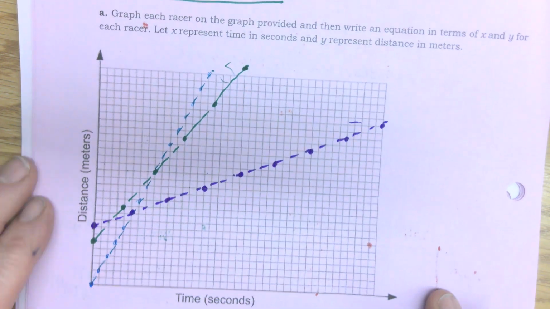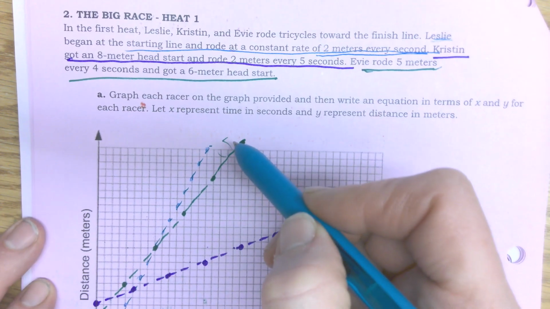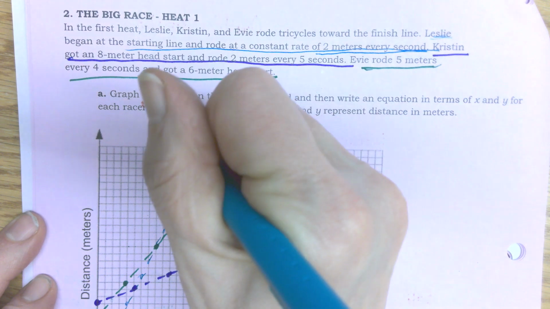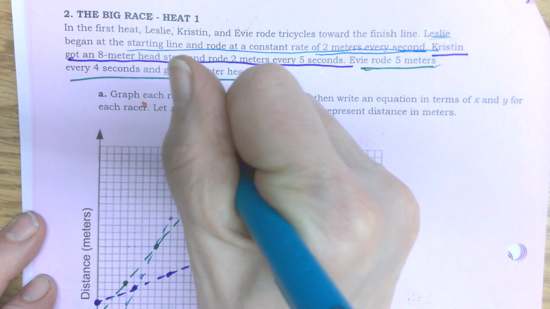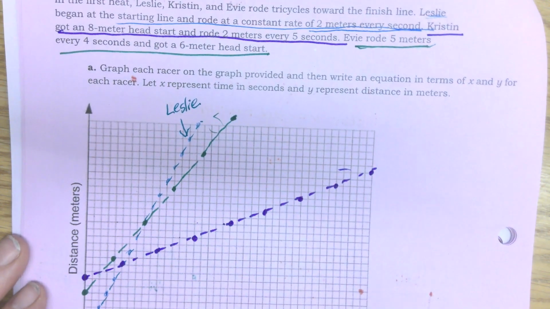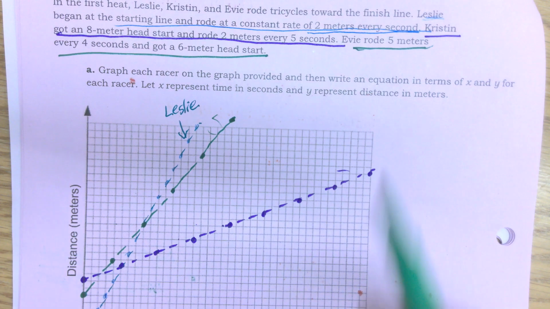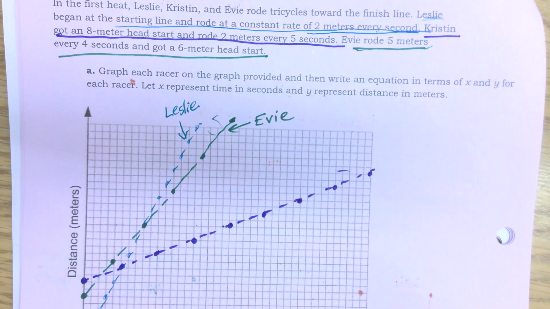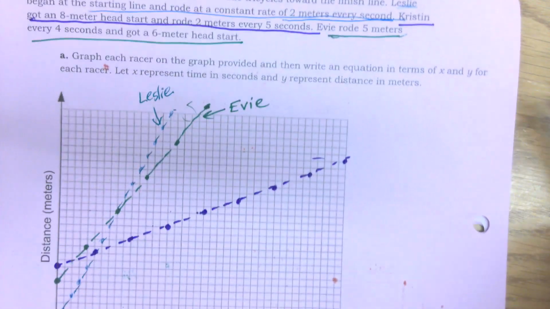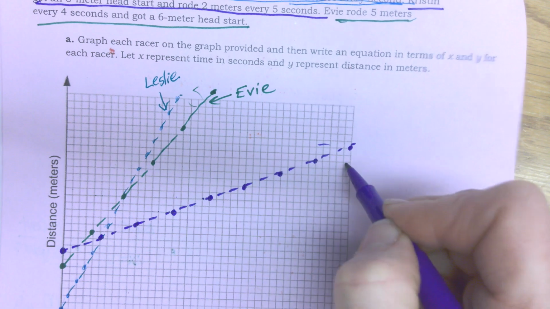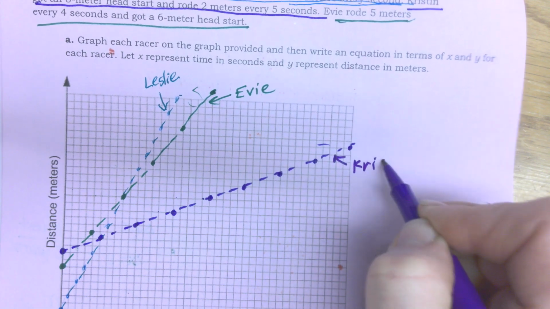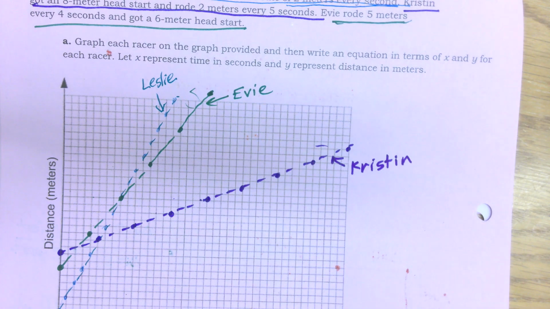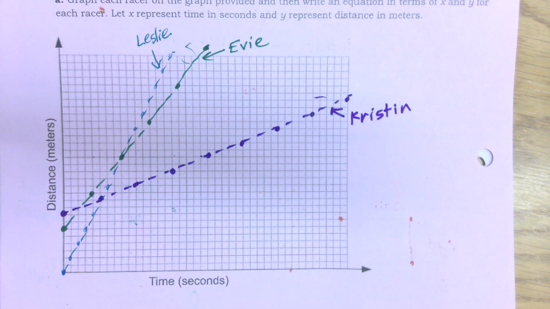Okay, I'm going to label these lines. The blue one was Leslie. Okay? So I'm just doing a little arrow. The green one was Evie. Okay? The purple one is Kristen. Okay? So there I go. I labeled mine.